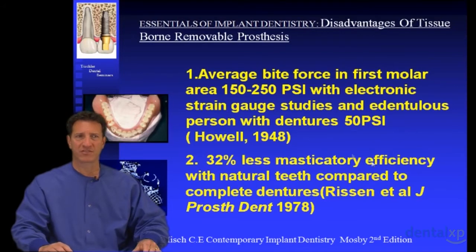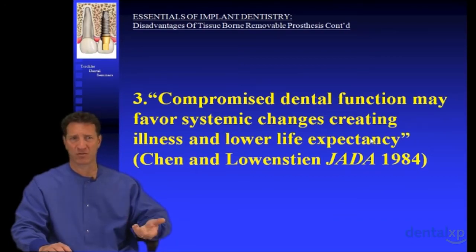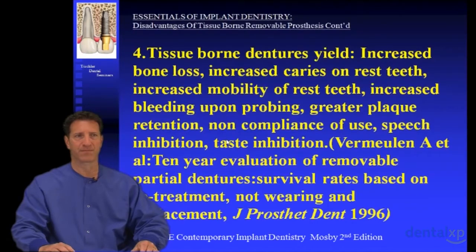When a person wears a denture, there's a systemic aspect to it that's negative. A patient can't chew food that well. Less chewing capabilities, according to this Journal of Prosthetic Dentistry article from '78, when a person wears a prosthesis. Lower life expectancy from having a denture and having compromised dental function because you can't chew food. JADA, 1984: dementias associated with edentulism. JADA, once again. Journal of Prosthetic Dentistry: dentures cause bone loss, caries, mobility, plaque.